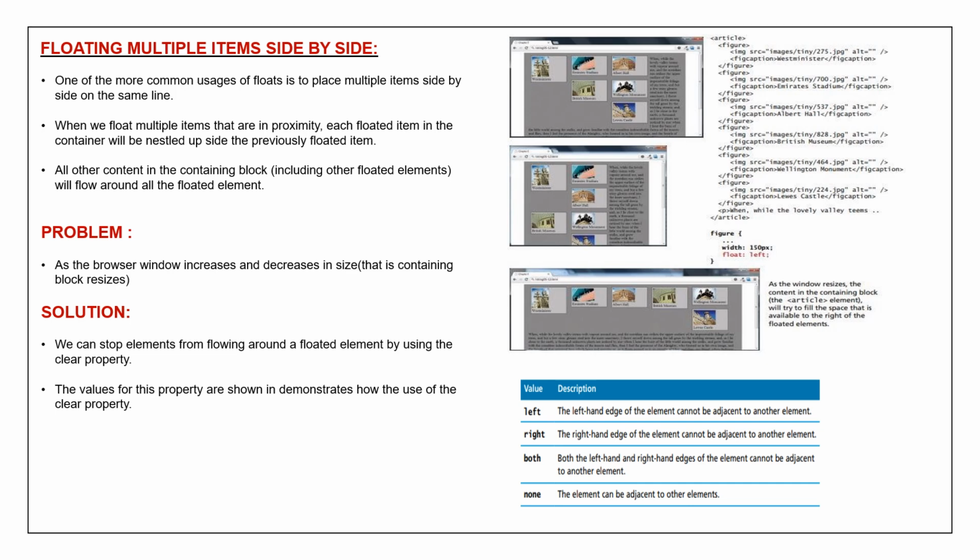Here are some values and their descriptions. Firstly, left: the left hand edge of the element cannot be adjacent to another element. The second value is right: the right hand edge of the element cannot be adjacent to another element. Both: both the left and the right hand edges of the element cannot be adjacent to another element. None: the element can be adjacent to another element.